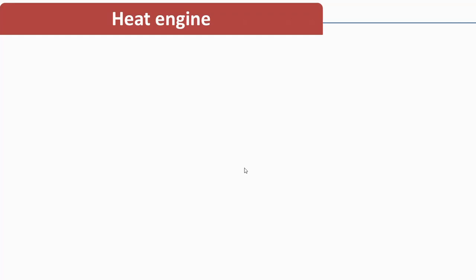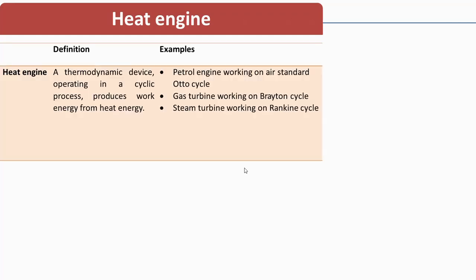Now we'll see the definition of a heat engine and then examples of the heat engine. So what is a heat engine? It is a thermodynamic device operating in a cyclic process that produces work energy from heat energy. So the input is heat energy and the output is work energy.